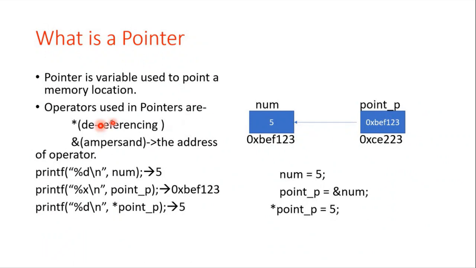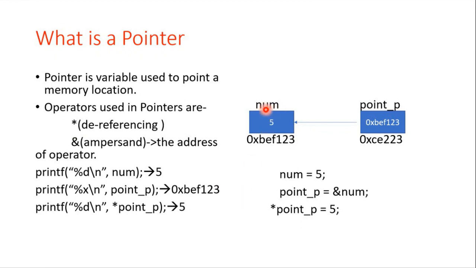We use two operators with pointers. First is the star or dereferencing operator, and the second is the ampersand operator. Ampersand means the address-of operator, and the star operator, the dereferencing operator, means the value-of operator. When we want the value of a pointer variable, we use the star operator. But we can use a star operator only on a pointer variable, not on a normal variable.